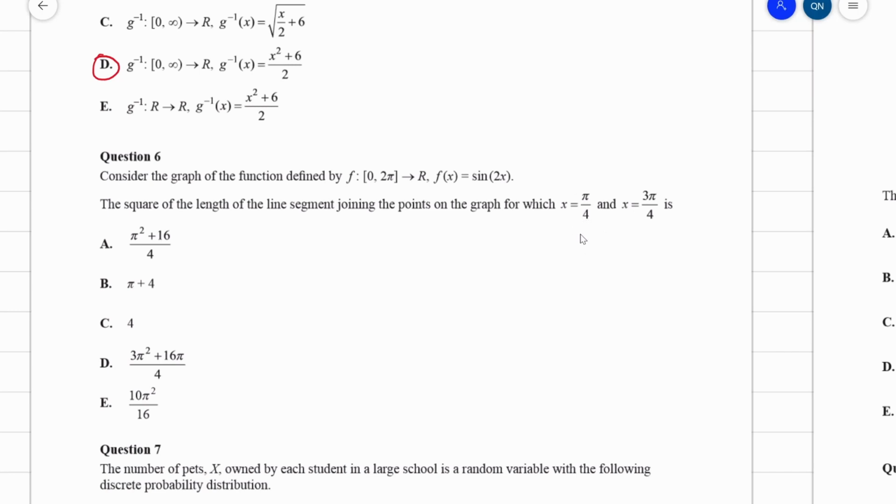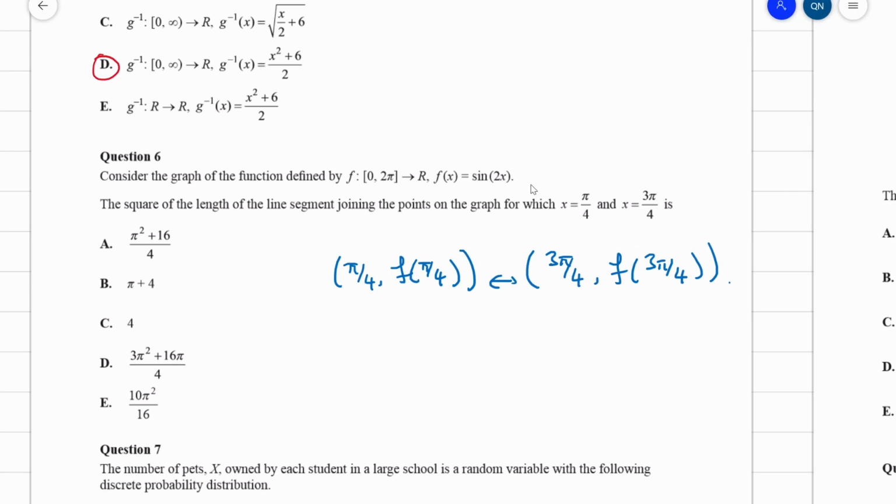With x equals pi/4 and 3pi/4, it's going to look something like, well, if we write this out, it's going to be (pi/4, f(pi/4)). That's the point at pi/4, and then for 3pi/4, it's the same thing: f(3pi/4). And we just need to find the distance between these two points over here.